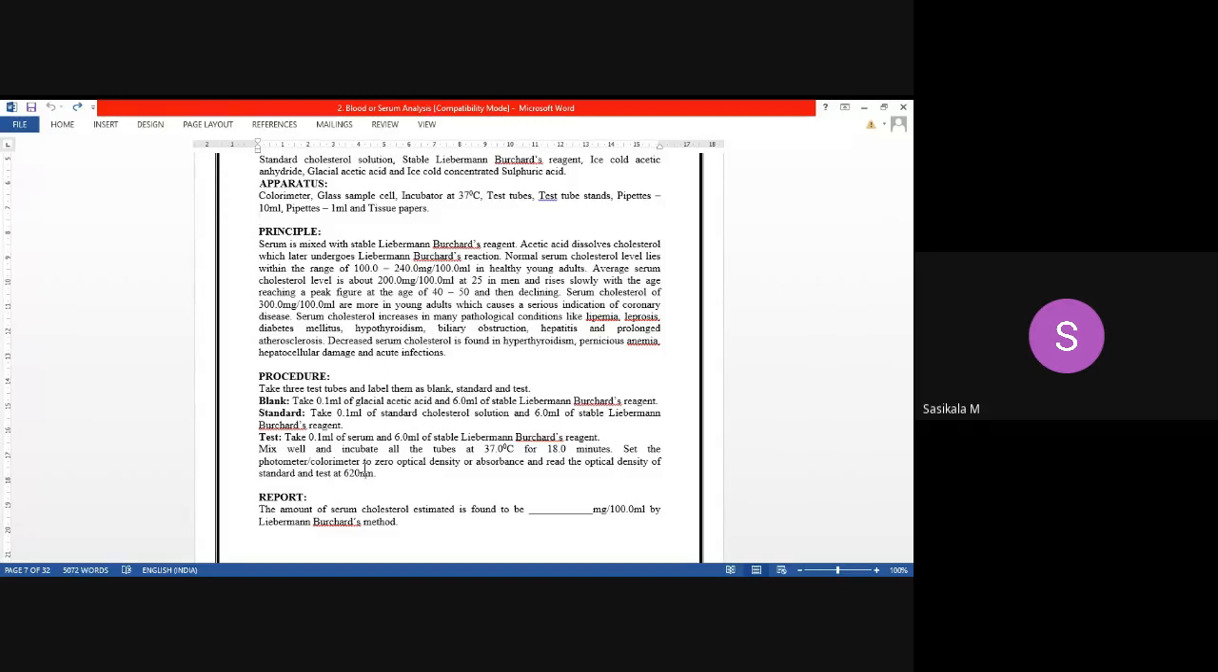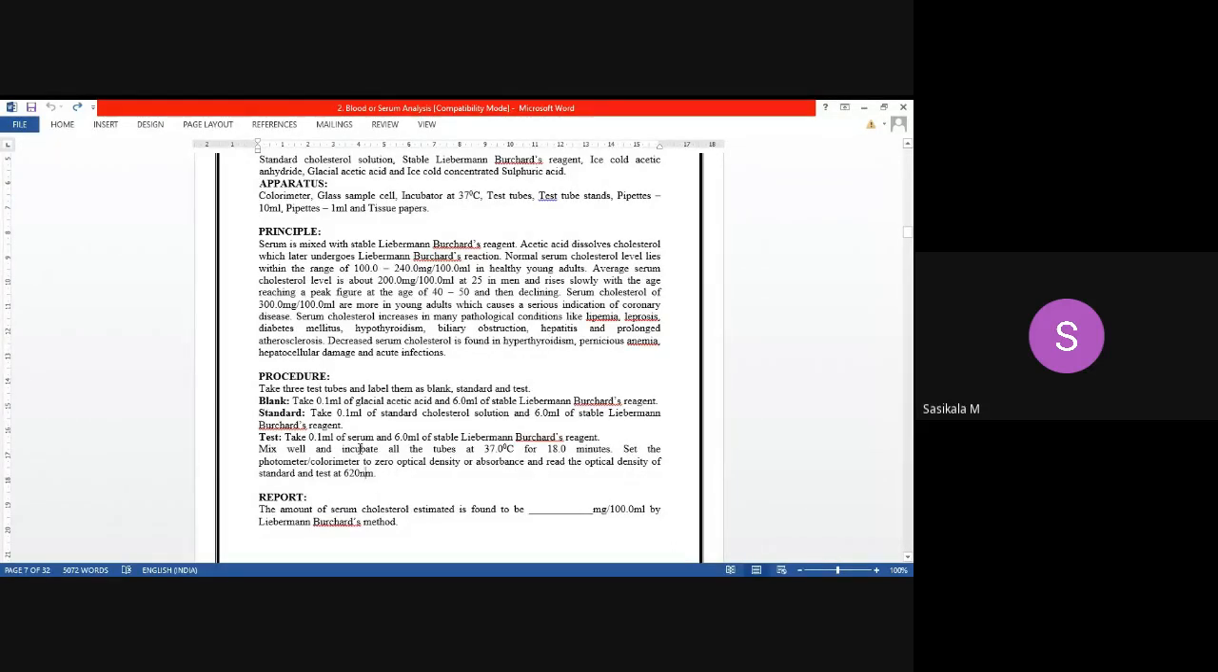Visible radiation by means of a colorimeter is sent to the sample at the wavelength of 620 nanometers. Nanometer is the unit for wavelength. Wavelength is length representing distance, so the unit is nanometer, 10 to the power of minus 9 meters. So at this wavelength, all the samples are tested for their optical density or absorbance in the colorimeter.